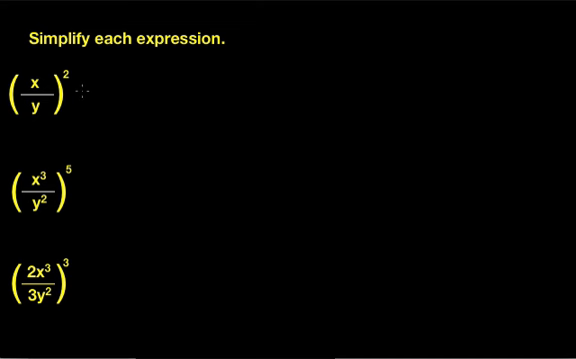So in this first example, we have a very straightforward application of the property, which states, and I'll rewrite it here, if you have the quotient a over b, and you raise it to the nth power, then you can just distribute this exponent to both the numerator and the denominator. So you're going to raise the numerator to the nth power, a to the n, and the denominator to the nth power, b to the n.